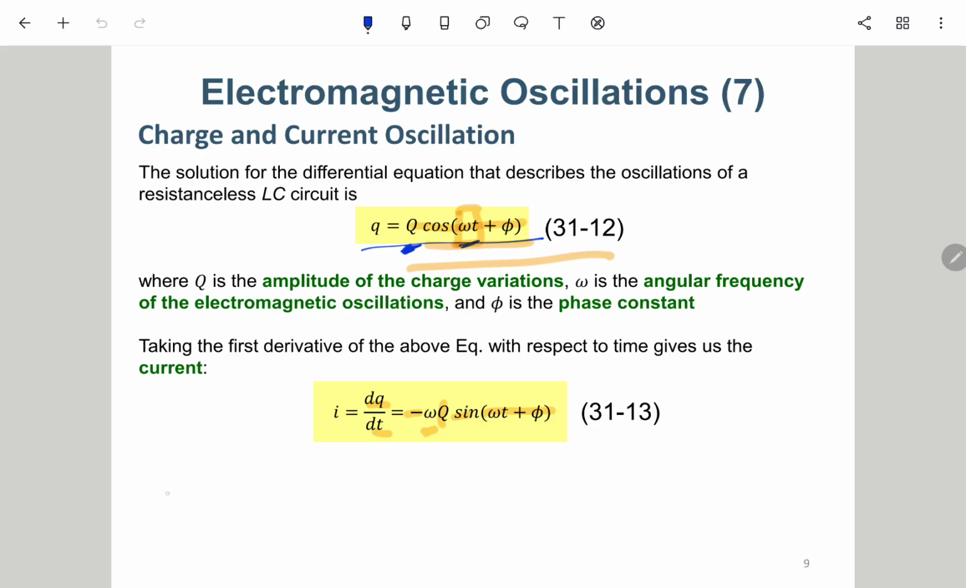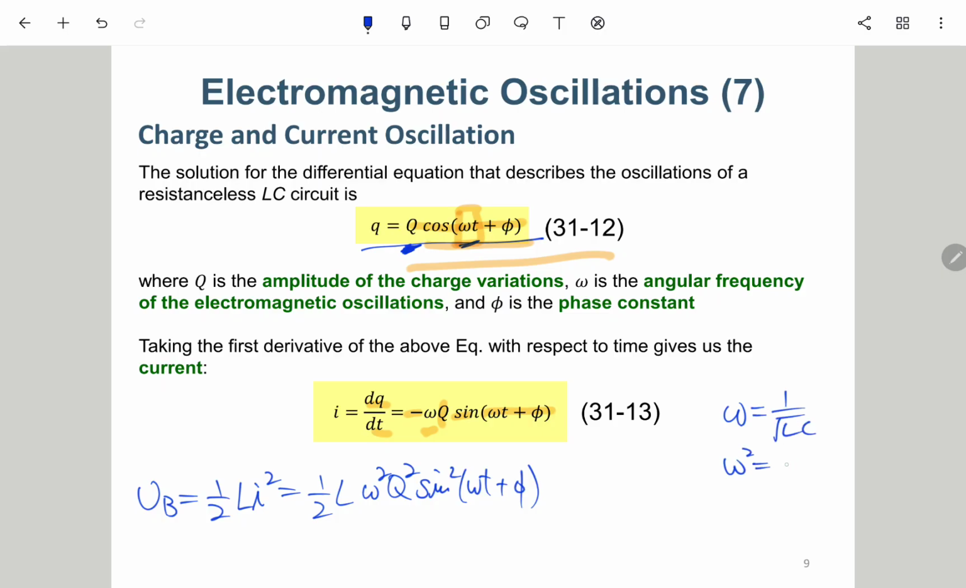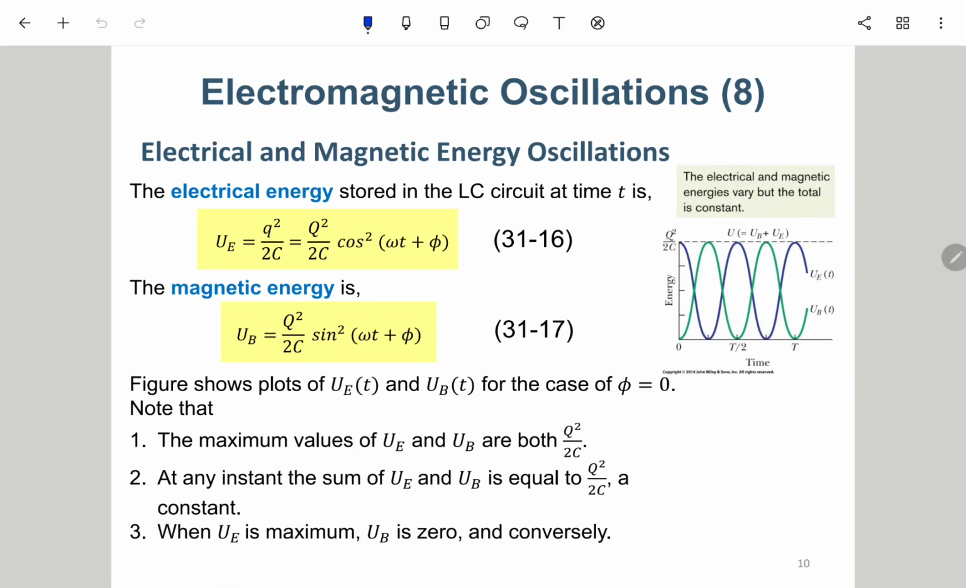UB will be half of L times I squared. We have a negative sign, but the square will be positive, so I just ignore it. So it turns out to be something like this. Don't forget that omega squared is 1 over LC, which means if you put L to the other side, L omega squared will be 1 over C, which is this part. So C goes to the denominator, and it turns out to be q squared over 2C sine squared of (omega t plus phi), which is actually the same as this one.